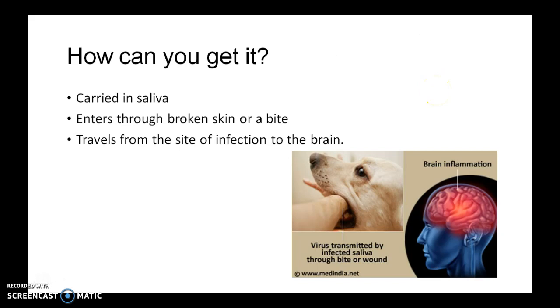Once it reaches the brain, it causes the brain to swell, and the swelling of the brain causes other symptoms to become apparent. It at first attacks the central nervous system, and then eventually, if the symptoms progress far enough, it will reach your peripheral nervous system. As you can see in the picture here, a dog bites the skin, and then that sends the virus into the brain, and it causes the brain to swell into the cavity.